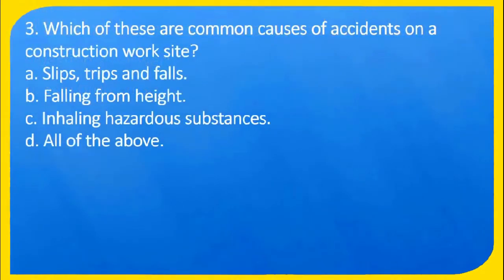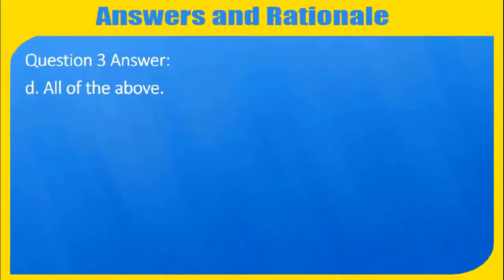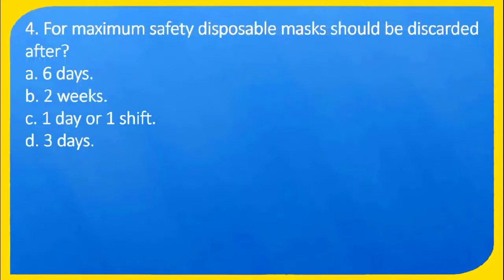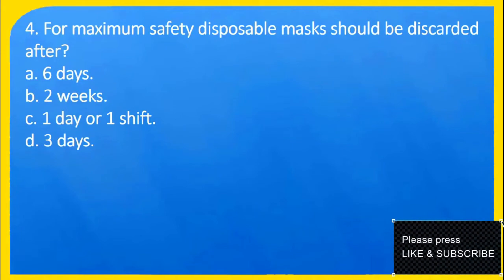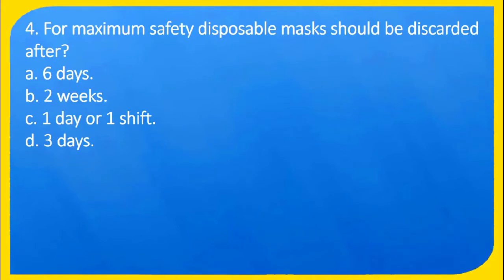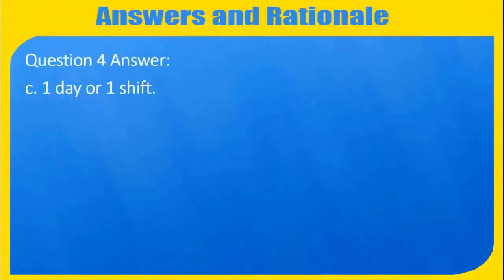Question 3. Which of these are common causes of accidents on a construction work site? A. Slips, trips and falls. B. Falling from height. C. Inhaling hazardous substances. D. All of the above. Question 3. Answer. D. All of the above. Question 4. For maximum safety, disposable masks should be discarded after A. 6 days. B. 2 weeks. C. 1 day or 1 shift. D. 3 days. Question 4. Answer. C. 1 day or 1 shift.